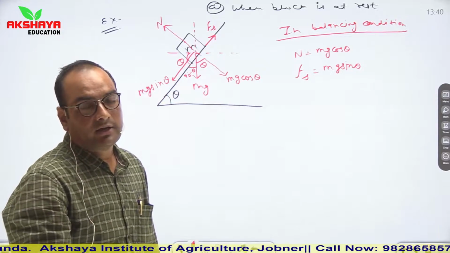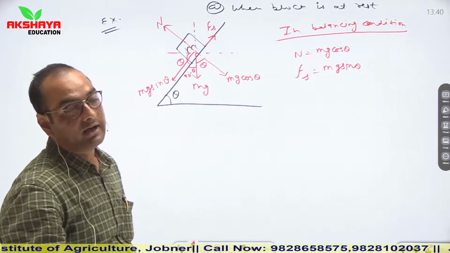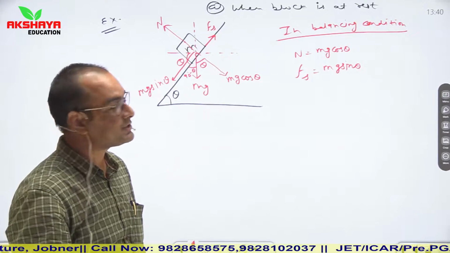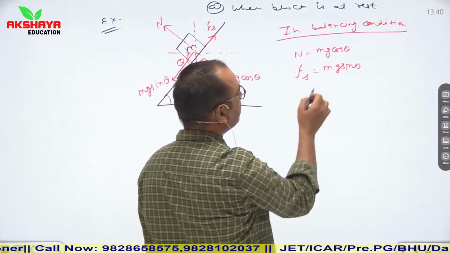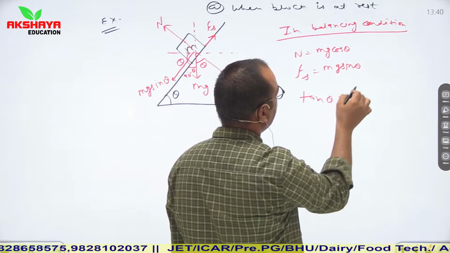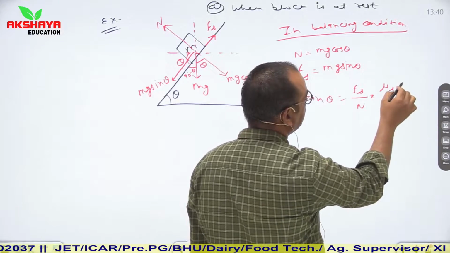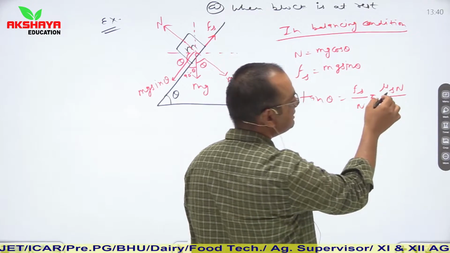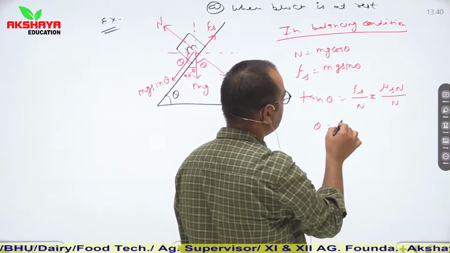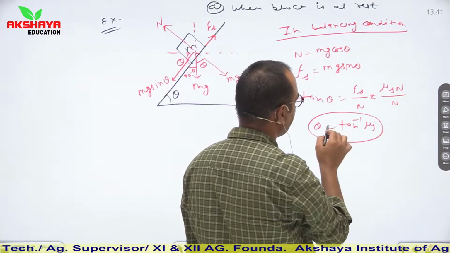So you may be asked to calculate the angle in terms of the coefficient of friction, which can be calculated from here. Divide this into this. So tan theta is equal to Fs upon n, and Fs is equal to mu s n. We discussed this in circular motion with friction. So n is cancelled out. So theta is equal to tan inverse mu s. This is one relation which you have to remember.